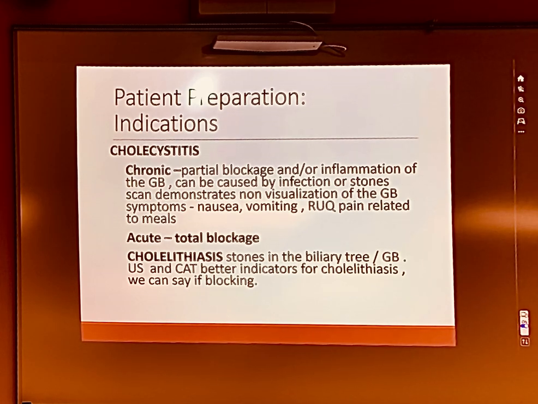So, you've got a couple things that we look at for a HIDA scan. The two main reasons that you do a HIDA scan are to rule out cholecystitis. That's number one. Cholecystitis is an inflammation of the gallbladder. You can have either acute cholecystitis or chronic cholecystitis.